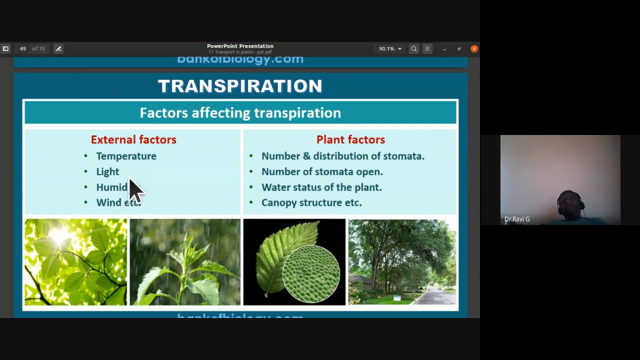Now the plant factors which play an important role in transpiration are the number of stomata and distribution of stomata, number of stomata open, water status of the plant, and canopy structure. So if there is a wider canopy, there is more transpiration. If there is a narrower canopy like conifer forests, there would be lesser transpiration.